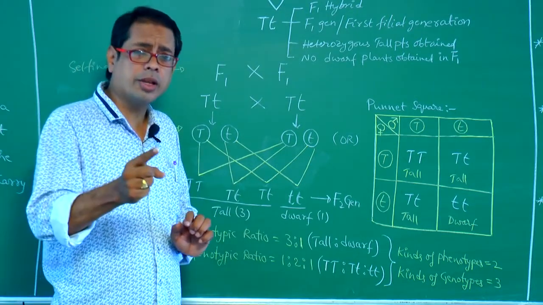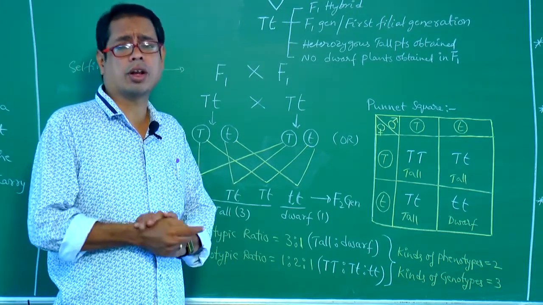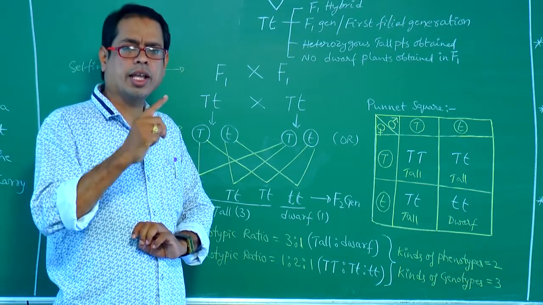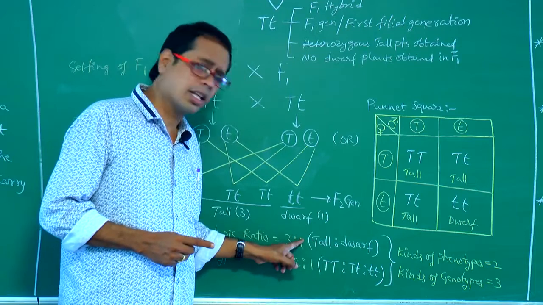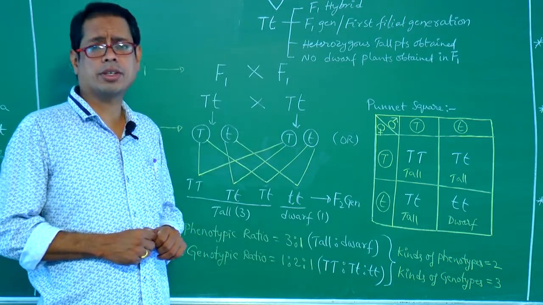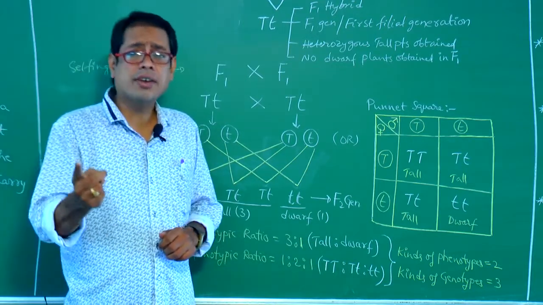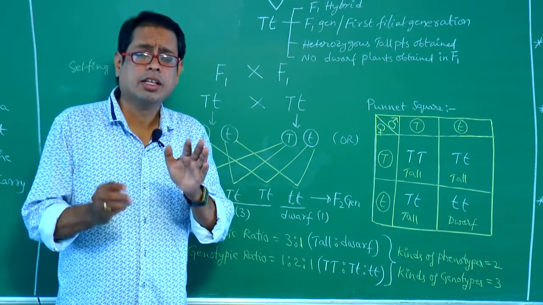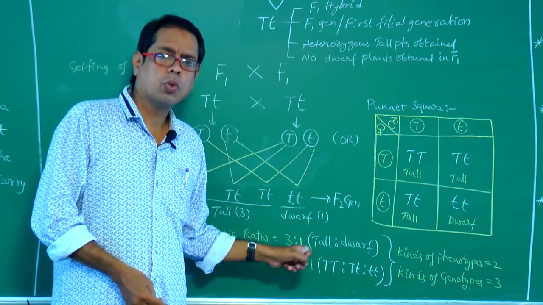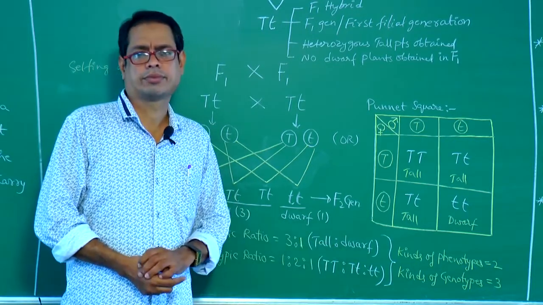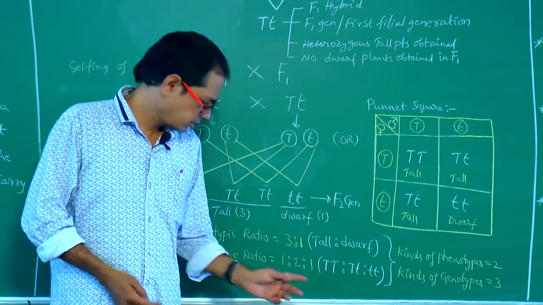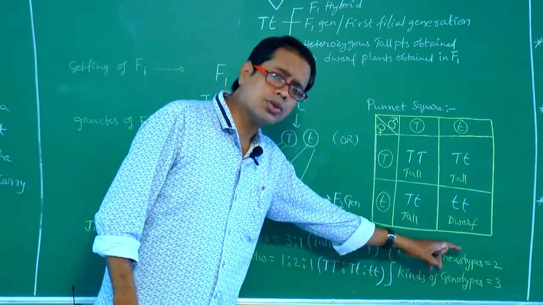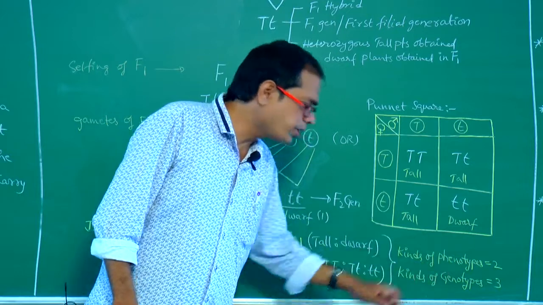Kinds of phenotypes in F2 monohybrid cross: 2. 3 is one type, 1 is another type, 3 tall plants and 1 dwarf plant. Kinds of genotypes means we have to consider genotypic ratio 1:2:1. That means how many kinds? 3 kinds. So kinds of phenotypes means 2, kinds of genotypes means 3.